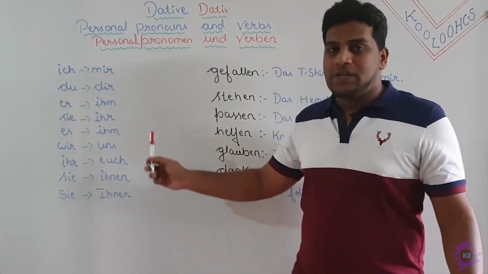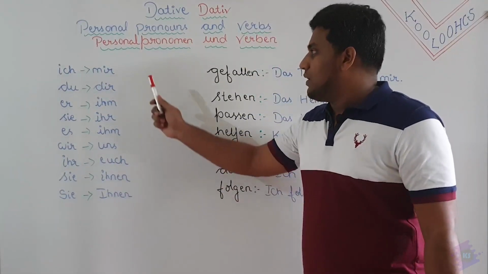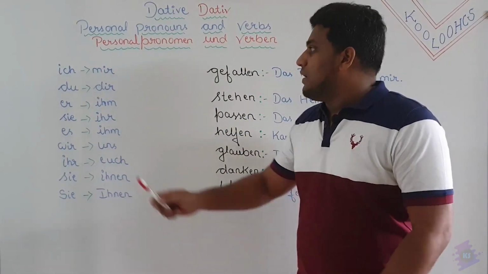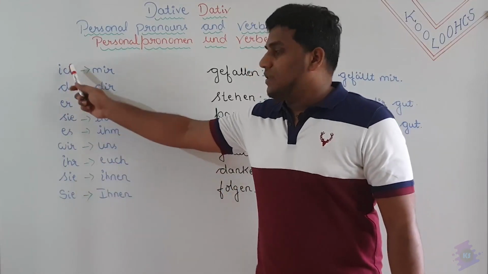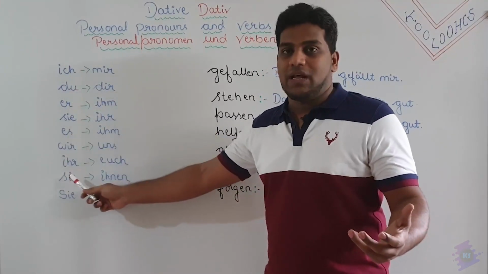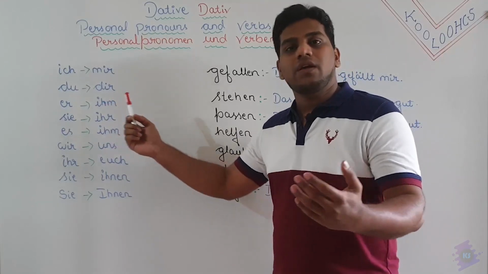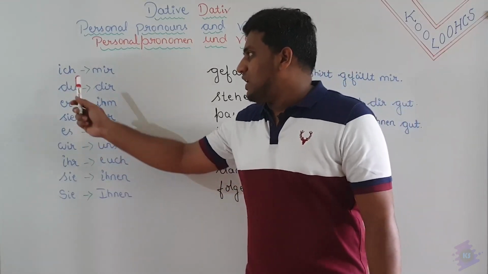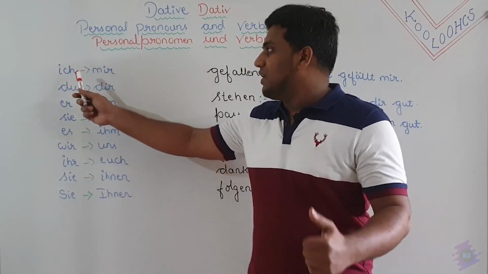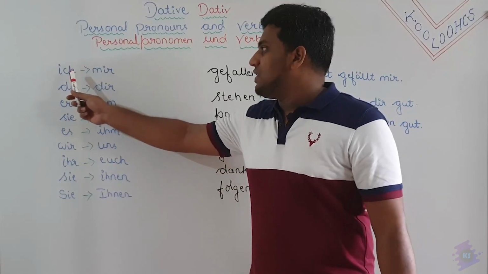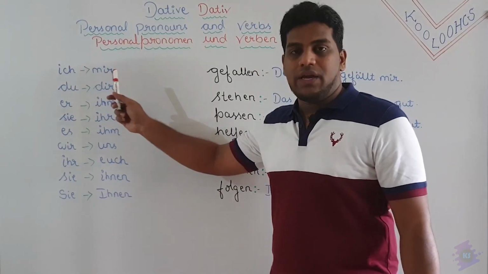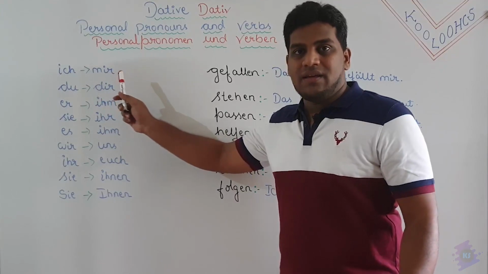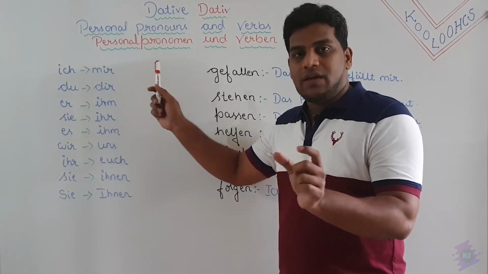So here first I am going to discuss the dative personal pronouns. Here is a list of the pronouns in German language, and here is a list of the corresponding dative personal pronouns. Starting with the first person singular, ich. For ich it is mir. The letter R is silent when it comes at the end of a word.